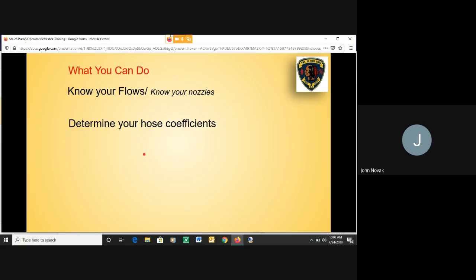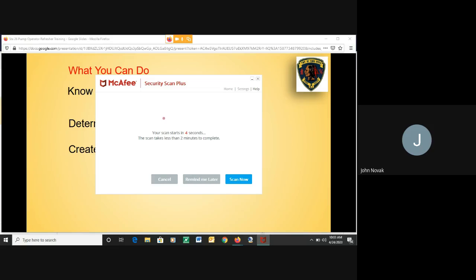Determine your hose coefficients, which we did. Create a flow chart, which I did. I have 2 new flow charts, which will be put on the apparatus. So the flow charts represent the new nozzles.